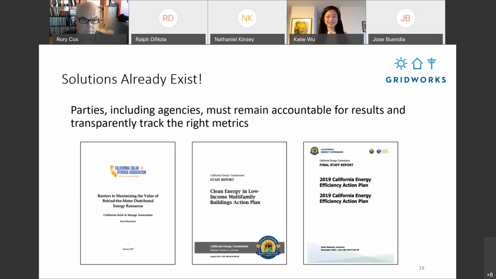The good news is that solutions already exist. These publications are from about the last year or two and include recommendations to overcome some of the barriers that I've mentioned here. And as we talked about in the data reporting workshop a couple of weeks ago, I think it's just really important that parties, including agencies, remain accountable for programmatic goals and results from those programs and transparently track the right metrics to ensure that everything is unfolding as you are intending it to. Next slide, please.